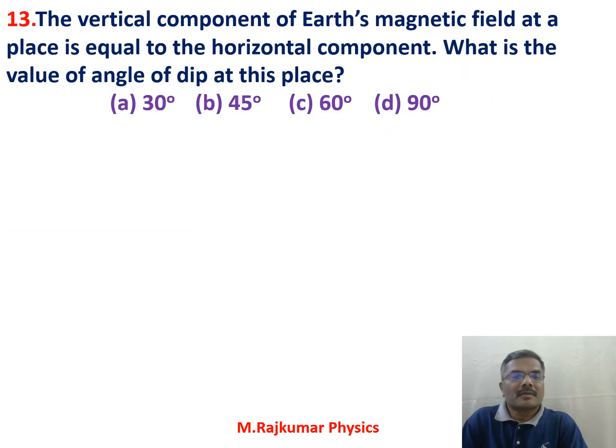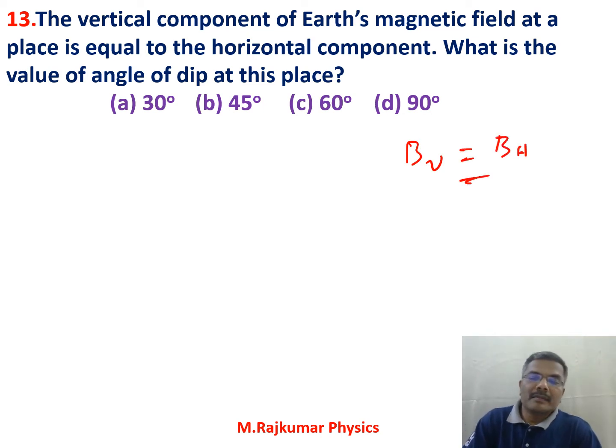Okay, go to this problem. Yes, this is also another very easy problem. Here the vertical component of the earth's magnetic field at a place is equal to the horizontal component. So what is the value of the angle of dip at this place? Here the vertical component is equal to the horizontal component, so BV is equal to BH.